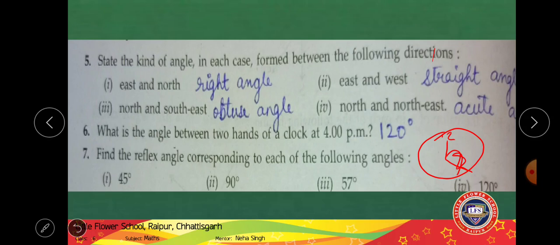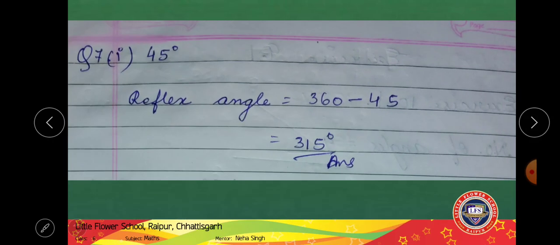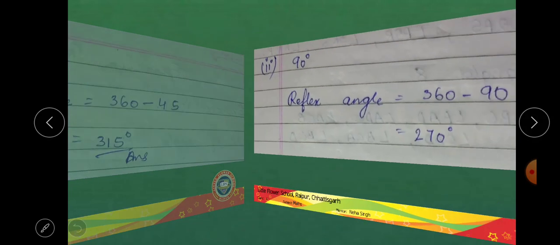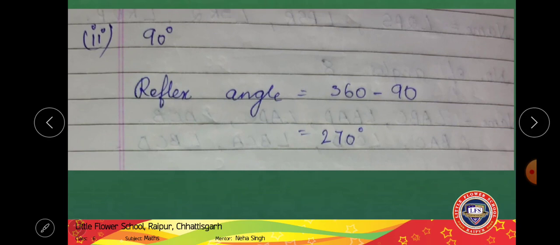Now find the reflex angle corresponding to each of the following. Now to find the reflex angle, the reflex angle is greater than 180 degree but less than 360 degree, and 360 degree is the complete angle. So to find the reflex angle, we'll subtract the given angle from 360 degree, right? 360 minus 45, the answer is 315. So the reflex angle of 45 degree will be 315.